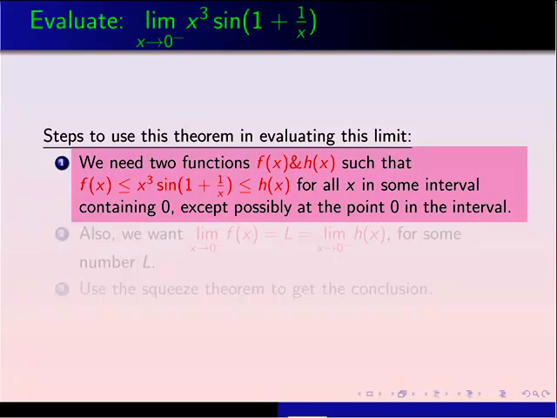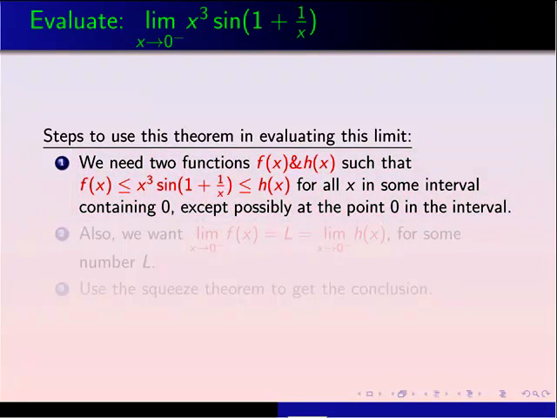The first step is that we need to find two functions, f of x and h of x, such that x cubed sine of (1 plus 1 over x) is going to be greater than or equal to f of x and less than or equal to h of x for all x's in some interval containing 0, except possibly at the point 0 itself in that interval.